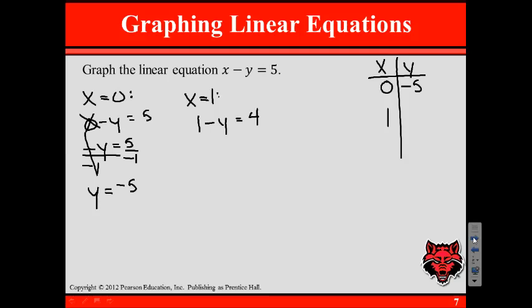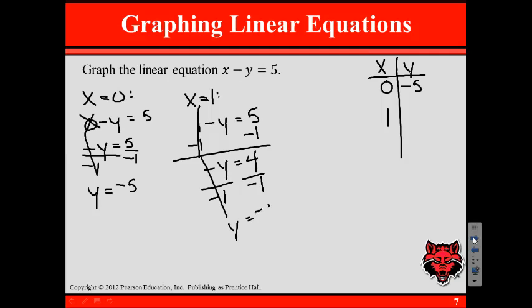Oh, trying to skip ahead. That's not copying down the equation correctly. 1 minus y equals 5. We subtract 1 from each side. On the left side, the 1's cancel, leaving us with negative y equals 4. We now divide both sides by negative 1. On the left side, the negatives cancel, and we have y equals negative 4.